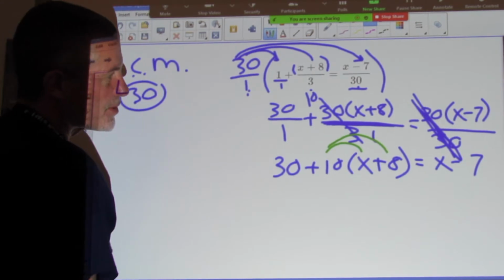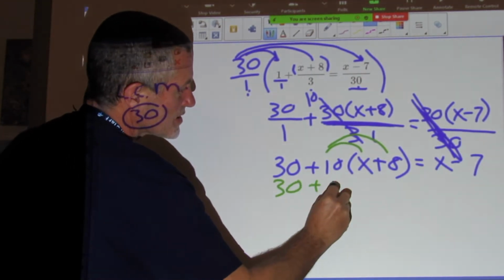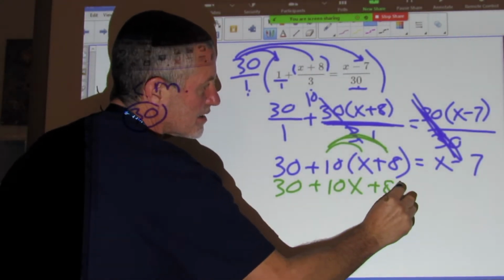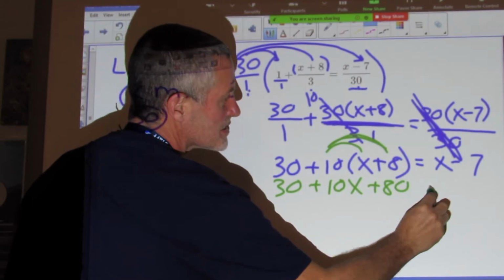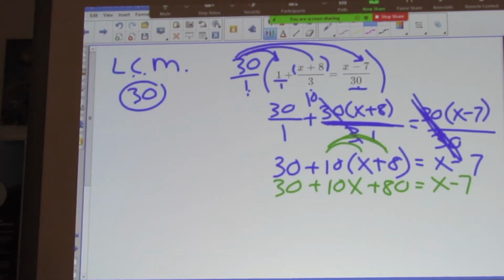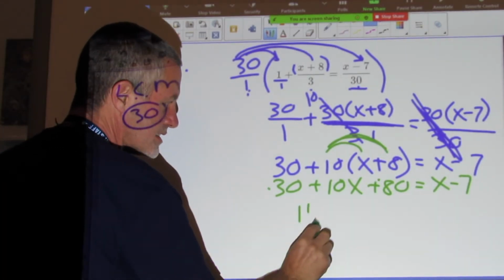I see distribute. Every time I see distribute, I want to get that taken care of. So 30 plus 10x, and 10 times 8 is 80. Everything positive, so nice and simple. Look at your equation, left side of the equation. I've got some like terms I want to get combined. I see that 30 and that 80 would be 110.